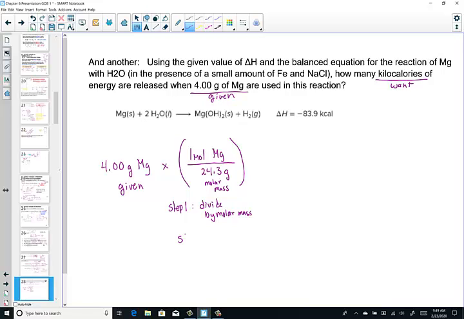Then on our stoichiometry roadmap, we ratio. Our ratio is always want over given. We want to know kcals. This is an exothermic reaction. I see the negative sign, negative 83.9 kcals of energy. And I started at magnesium, whose coefficient is a 1.